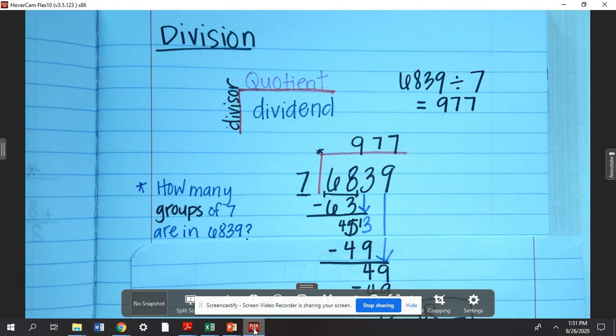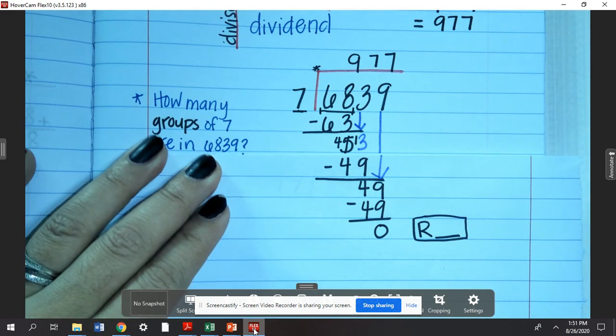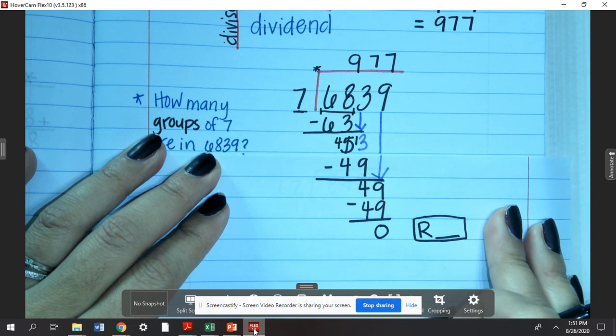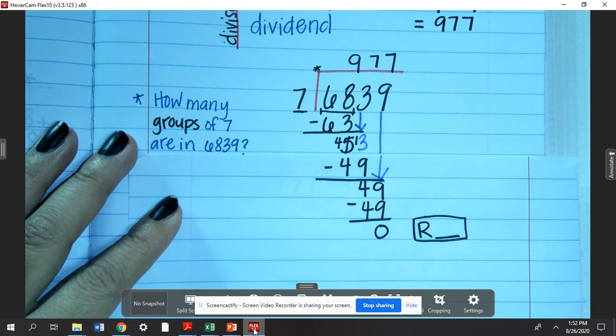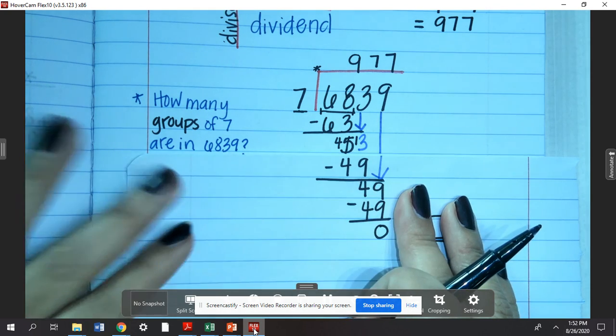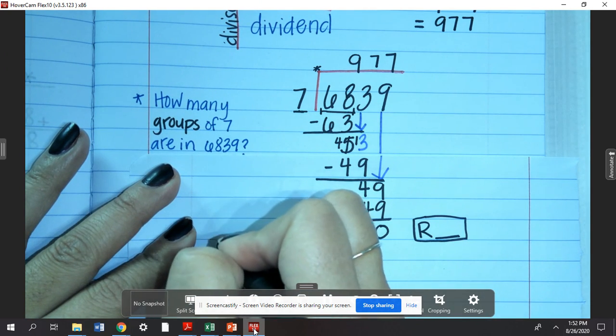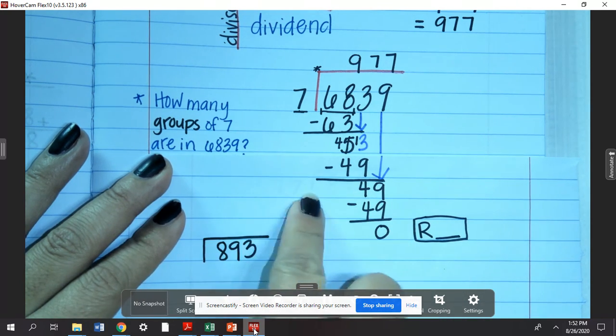Okay, so that was just a review. What we're going to do next is an example together, and we're going to see what we're going to be doing as far as fifth grade is. So I'm going to just flip over here. Okay, so I have 893, and I'm going to divide that by, I believe it's 17.